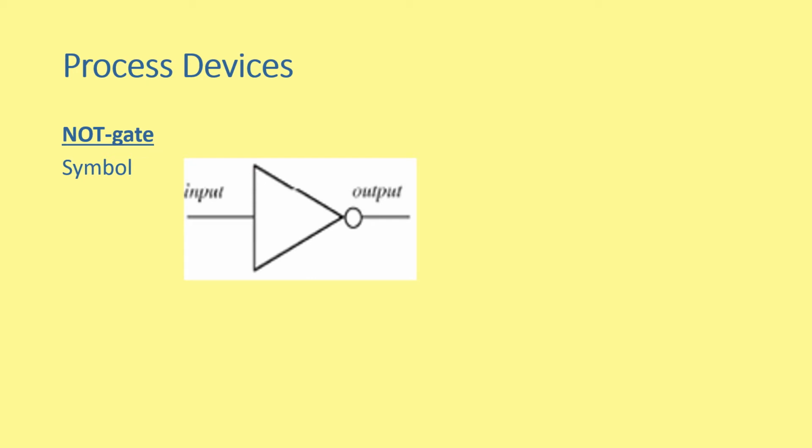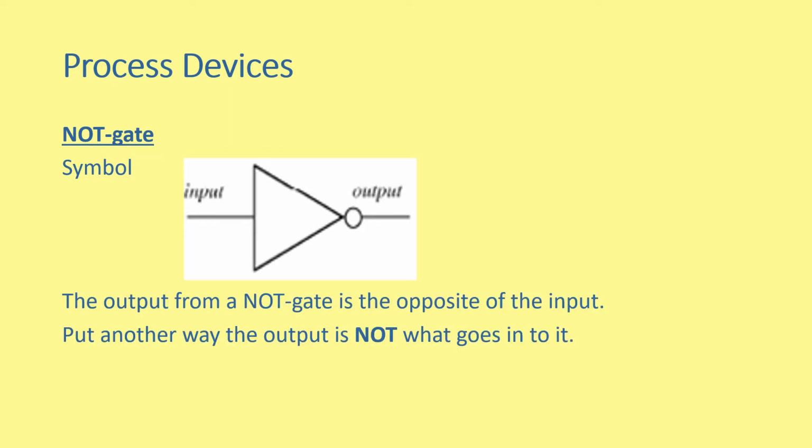Here is a NOT gate. We have one input on the left and one output on the right, and our symbol is a triangle with a little circle on the right hand side. The output from a NOT gate is the opposite of the input. Putting this another way, the output is not what goes into it. That's a good way of remembering it, as it's a NOT gate. The output is not what goes into it. This statement can be shown in a truth table.